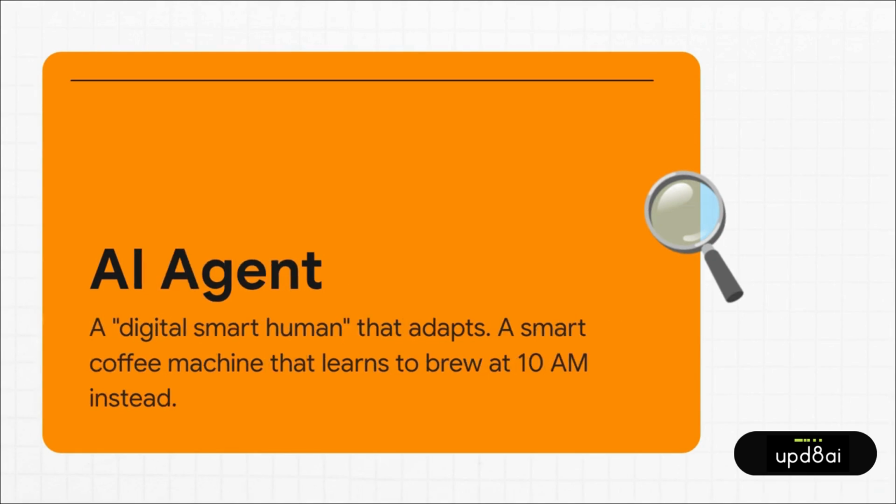Now, an AI agent, that's the smart coffee machine. It's kind of like a little digital person in there. It notices, hey, you keep hitting snooze on Saturdays. It learns your habits and starts thinking, you know what? I'm going to start brewing at 10 a.m. on weekends instead. Why? Because that's when you actually need it. It adapts. That's the key.